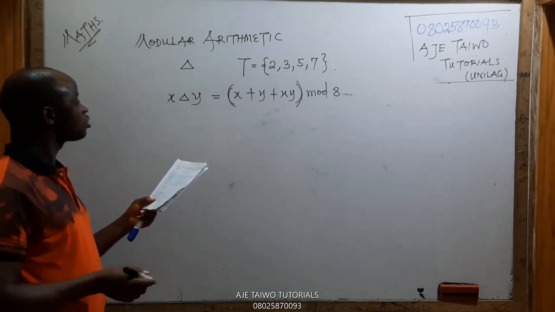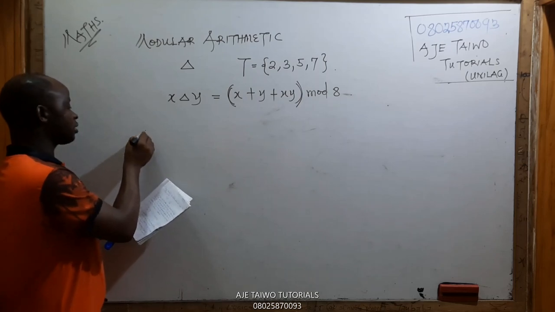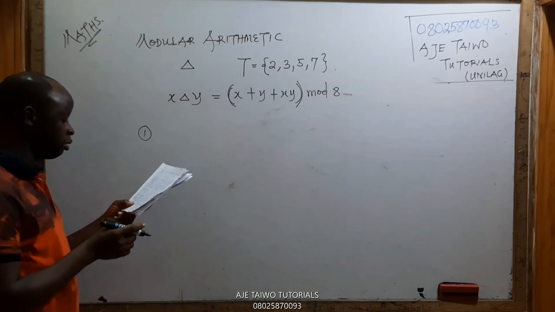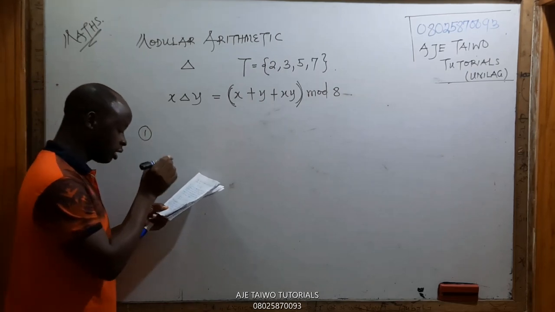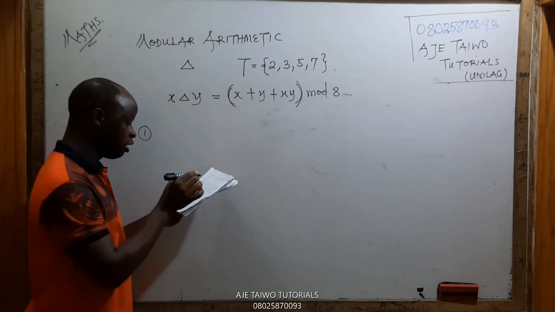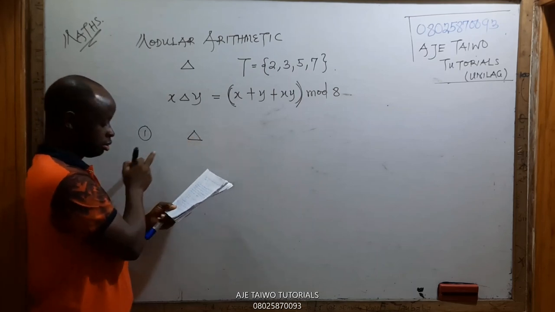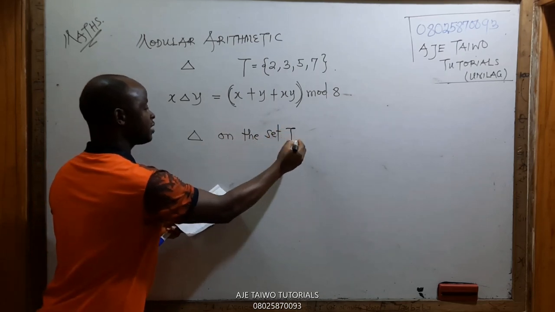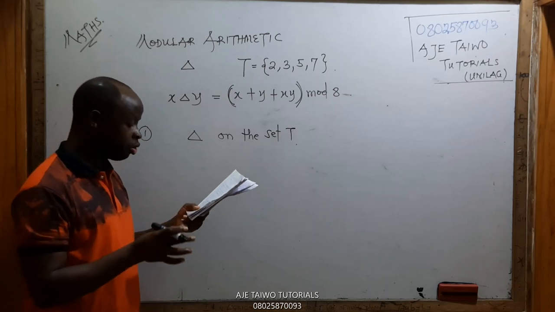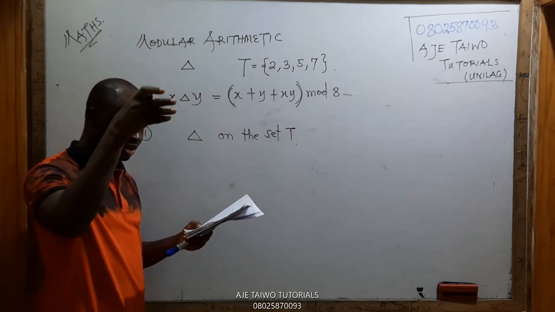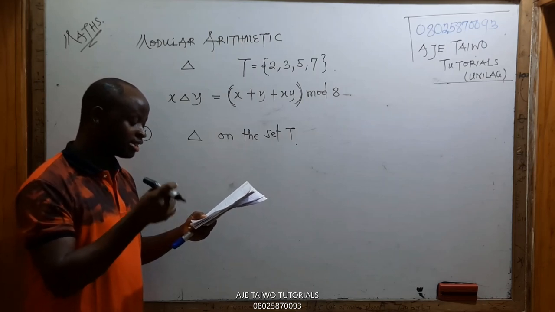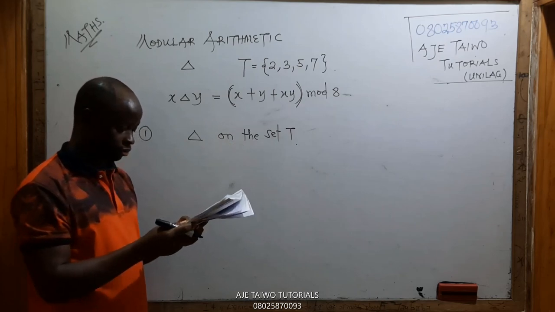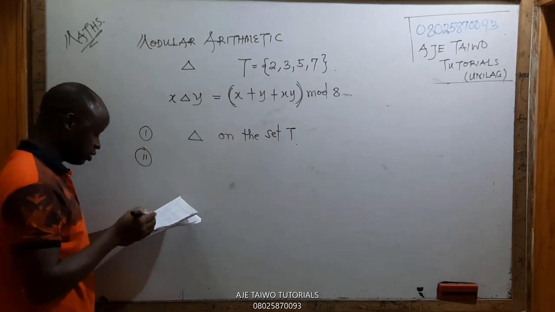Question one. Construct modulo 8 table for the operation on the set T. The table I showed you before, the same table. Construct modulo 8 table for this operation on the set T. Number two.